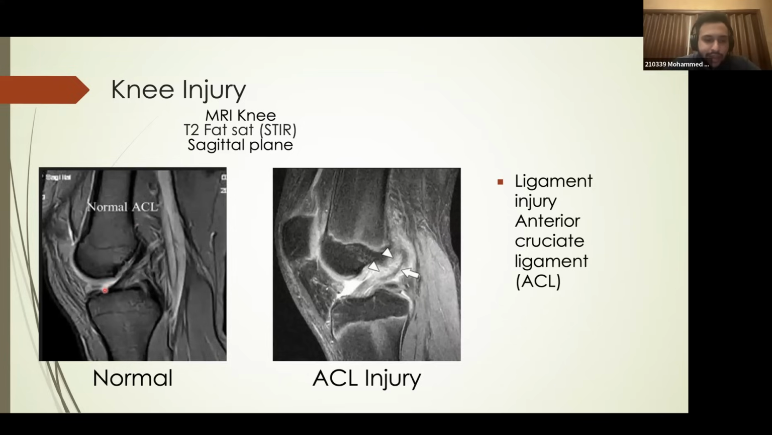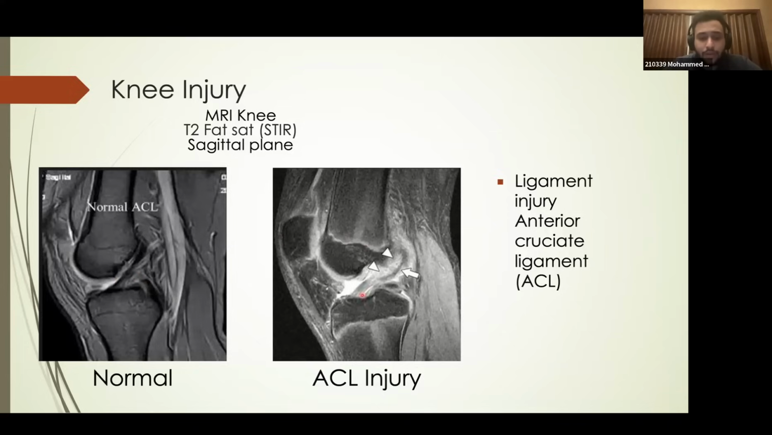This is a normal ACL. It's this black band over here. It goes from the posterior part of the femur and attaches to the anterior part of the tibia. This is why it's called anterior, because it attaches to the anterior tibia. It's completely normal. You can't tell any edema in the surrounding structures. There are no tears. It's a completely normal ACL. You can also see just slightly part of the PCL over here. It will go up and attach to here. You'll need to play around with the image to be able to see it, obviously not here, but in the actual MRI.